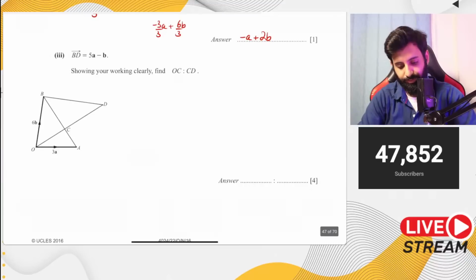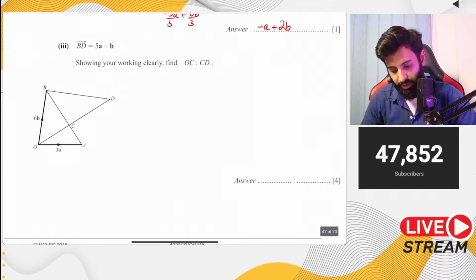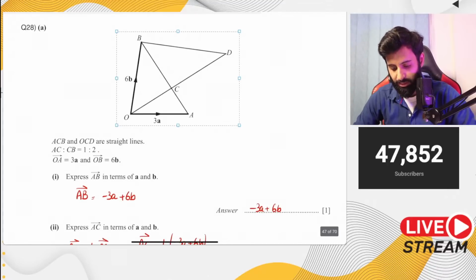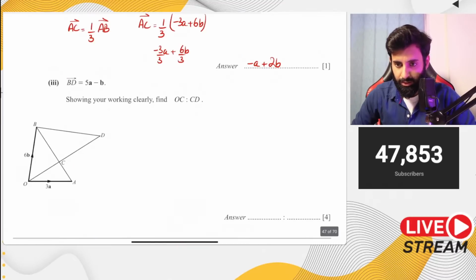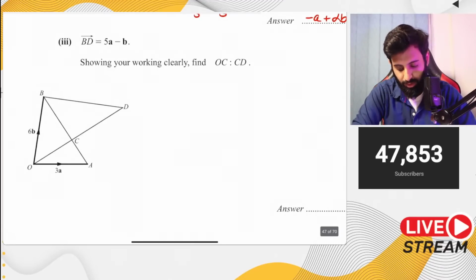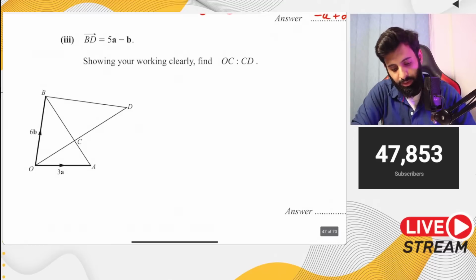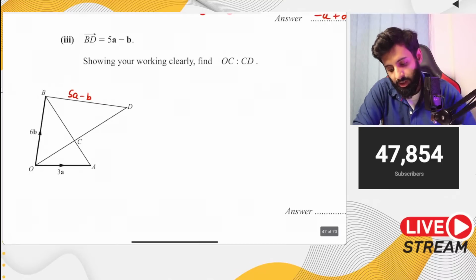Now we need to find out OC and CD. Do we know what their ratio is? No, we don't. In fact, come to think of it, we don't know anything at all. If they're not multiples, then of course you can't simplify it any further. Now, we know that BD is 5a minus b. Now tell me, how should I solve this question? How do I find out OC?